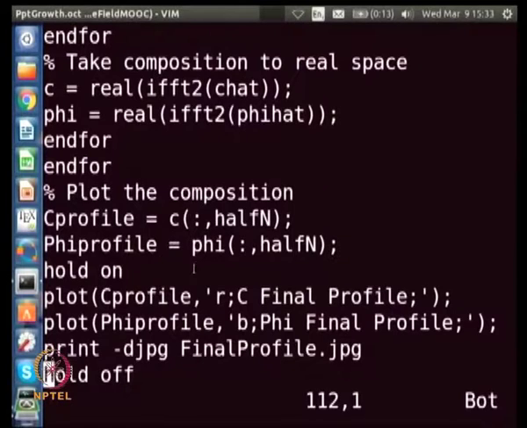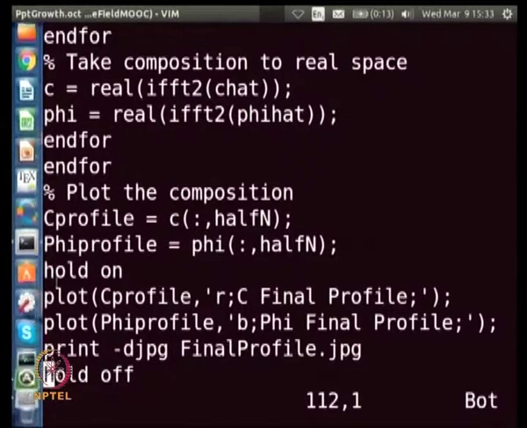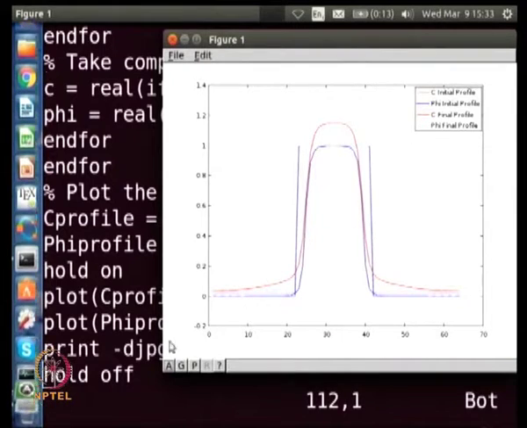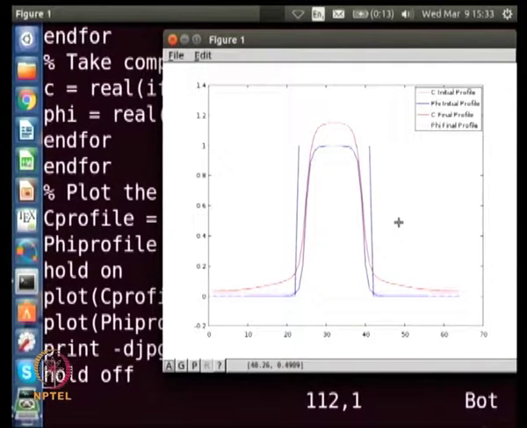So finally we plot the function. Except that hold on is still on, so probably everything will be plotted on the same file. So let us take a look at it. Okay, so here you can see, this box is the initial phi profile, and this is what the final phi profile looks like, and the same box is the initial C profile, except that the far-field composition is slightly different, and you can see that composition now evolves into this profile.